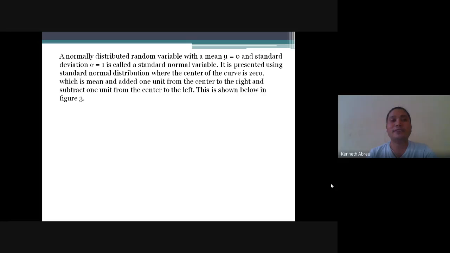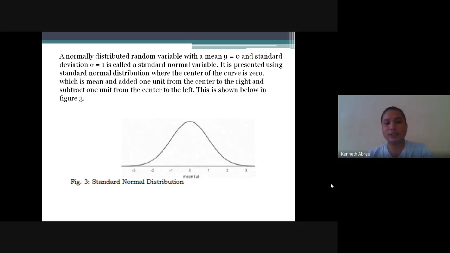It is presented using a standard normal distribution where the center of the curve is 0, which is the mean, and we add 1 unit to the center to the right and subtract 1 unit from the center to the left. This is shown in the figure below. Okay. Ito daw yung ating itsura ng ating standard normal distribution. Yung mean natin ay yung naghahati doon sa ating graph ng ating normal curve, ayan daw ang tawag natin diyan would be standard normal distribution.